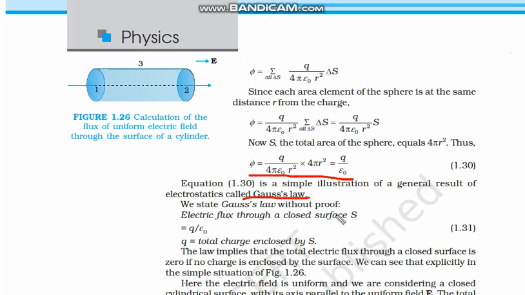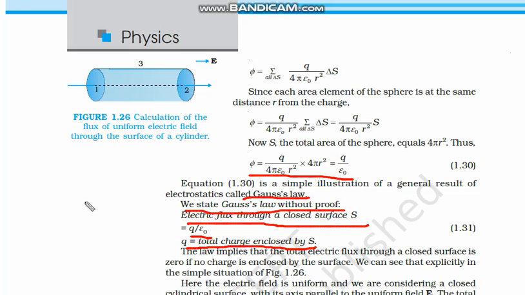We state Gauss law without proof. So what is this Gauss law? Gauss law says the total electric flux through a closed surface S is always q upon epsilon naught, where q is the total charge enclosed by the surface S.